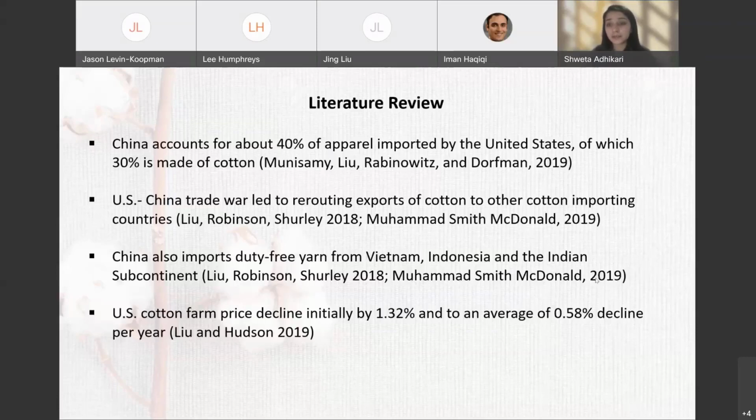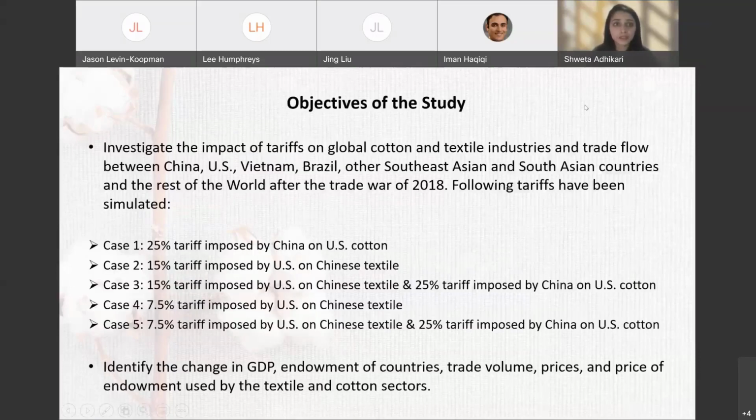These are some of the researches that have been done before, but since there are very limited researches that have focused on this particular sector and we still have those tariffs being implemented, we wanted to look at the textile as well as cotton side of the trade war and look at the impact on various exporting and importing economies. So the major objective of the study is to investigate the impact of tariff on global cotton as well as textile industries. So we have looked at 5 cases.